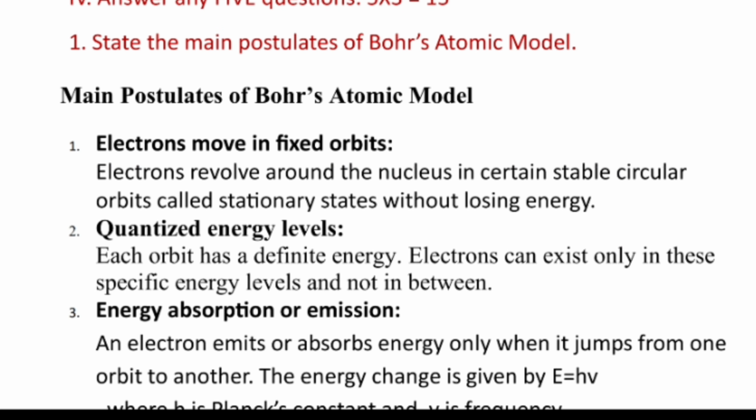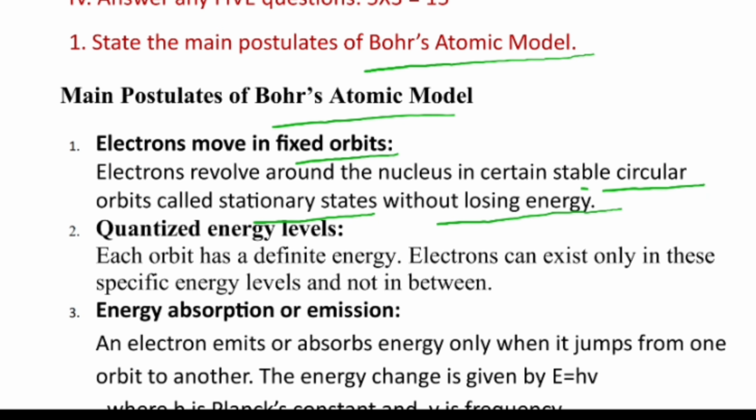State the main postulates of Bohr's atomic model. One is electrons move in fixed orbits. It means the electrons are revolving around the nucleus in a stable circular orbit that we call a stationary state, without losing energy. Next is quantized energy levels. Each orbit has a definite energy. Electrons can exist only in these specific energy levels, not in between.